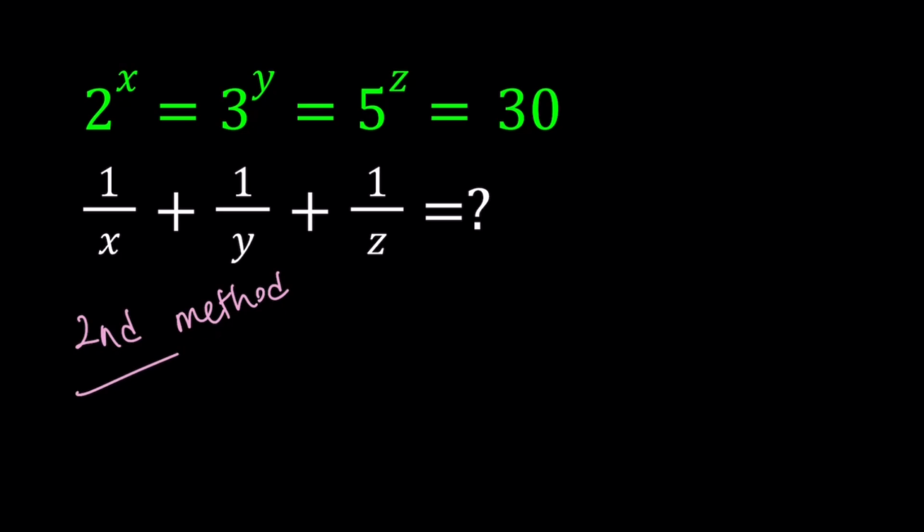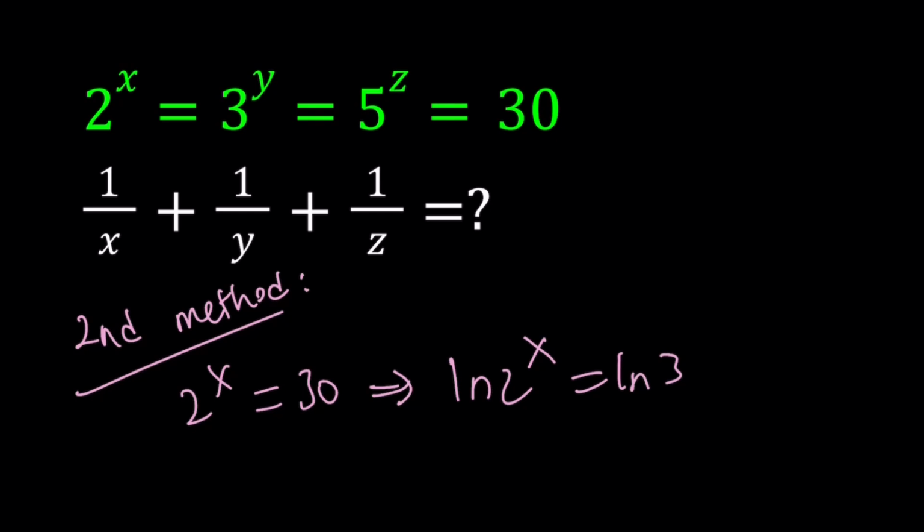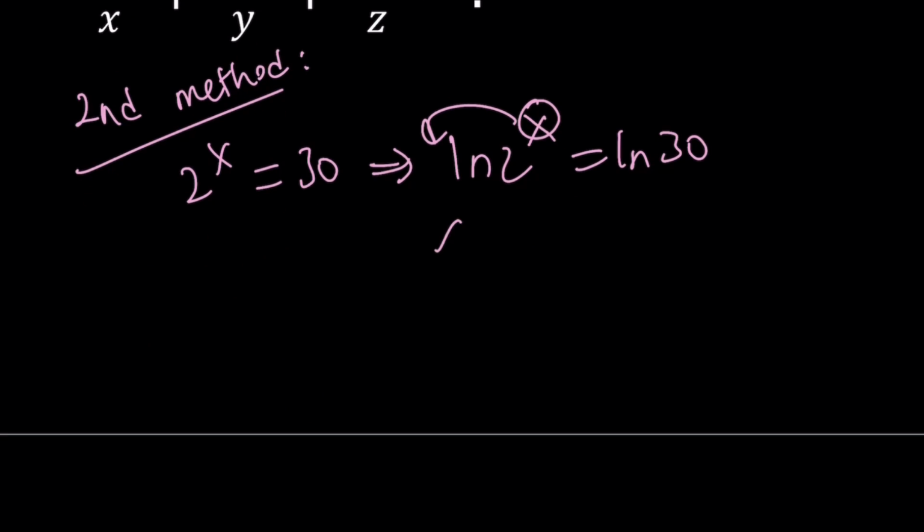Okay. So my second method is the following. 2 to the power x is equal to 30. I want to ln both sides. Let's do it once and then the others will automatically write it that way. So you can go ahead and move the x to the front. This gives you x ln 2 equals ln 30.